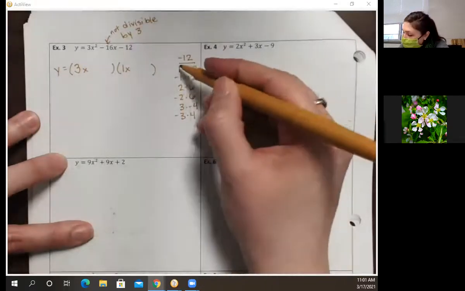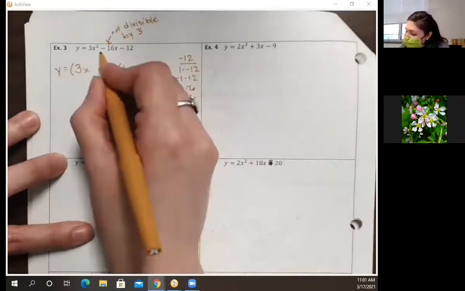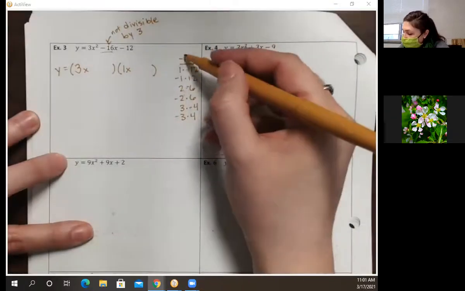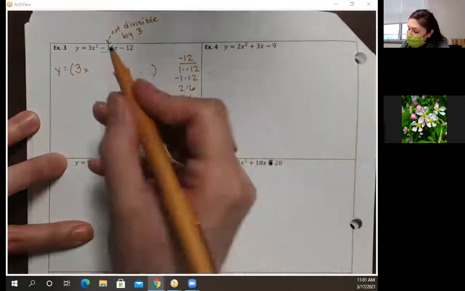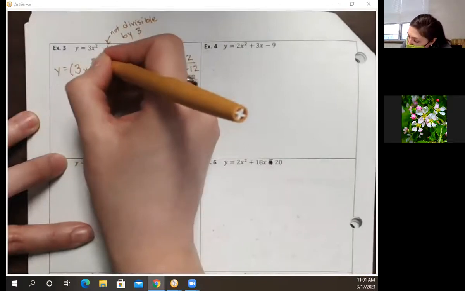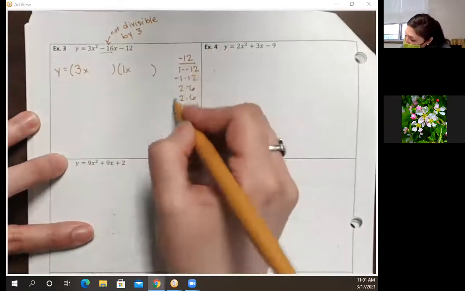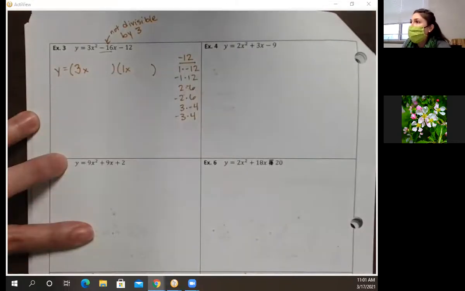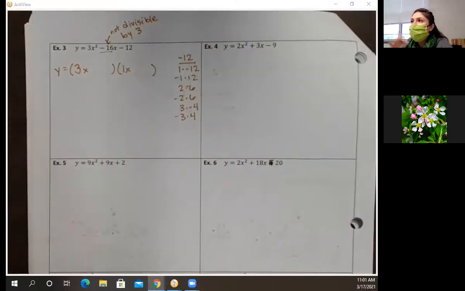Now, would any of these factor pairs add to -16? No. None of these add to negative 16. What I'm going to look for is not factors of negative 12 that add to negative 16 this time, because I know that when I distribute, one of these factors is going to be multiplied by 3x instead of just x. I've got sort of this extra layer here that I need to consider.